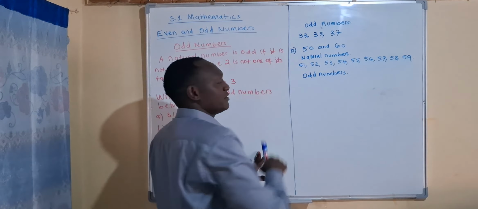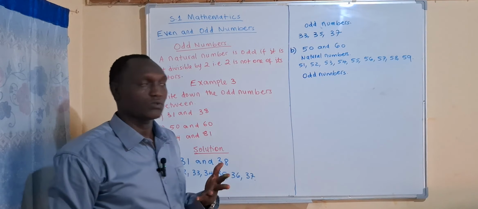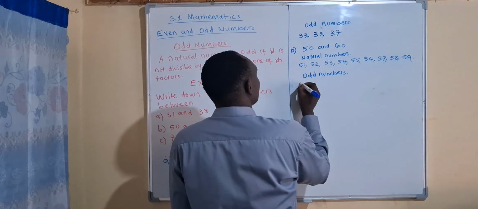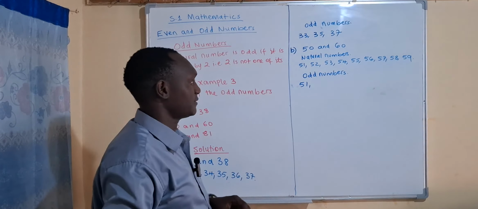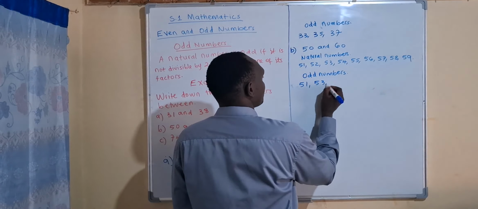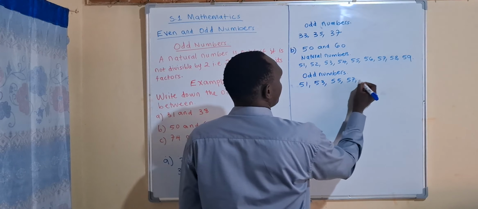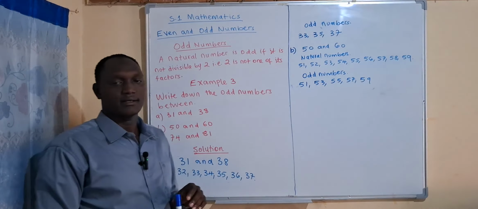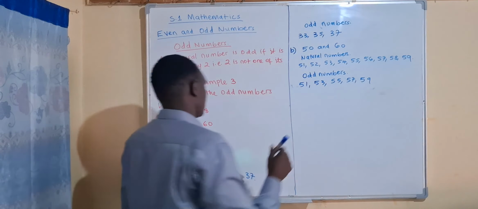Like in this case, 51 divided by 2 you get 25 and the remainder is 1. Therefore 51 is odd. 52 divided by 2 we get 26 and therefore it is even. So we go to 53. 55 is odd, 57 and then 59. So these are the odd numbers that are between 50 and 60.